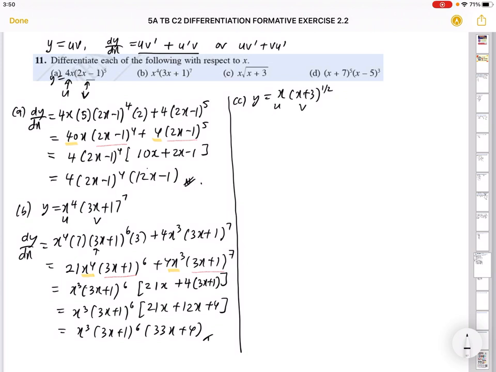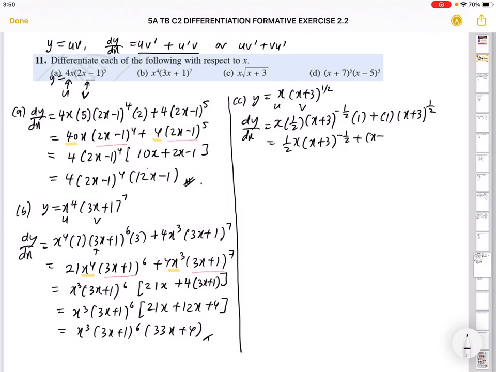Okay, so when I differentiate, I copy u, differentiate v: half, bring the power down, copy the bracket, reduce the power by 1, differentiate inside. Then when I differentiate x, I get 1, and I copy x plus 3 power half. Now this may look a little bit confusing, so I'm just going to copy and write in this form.